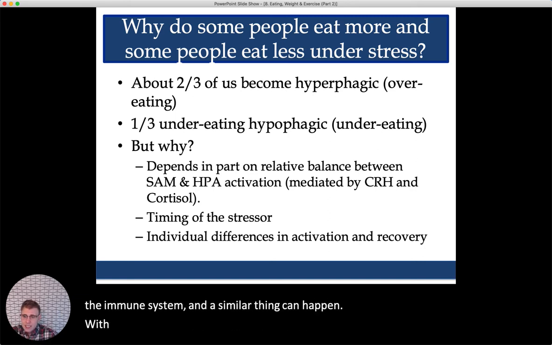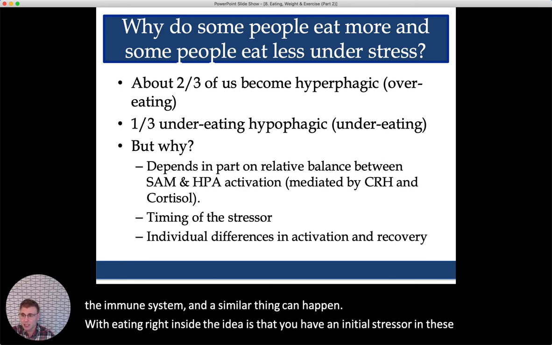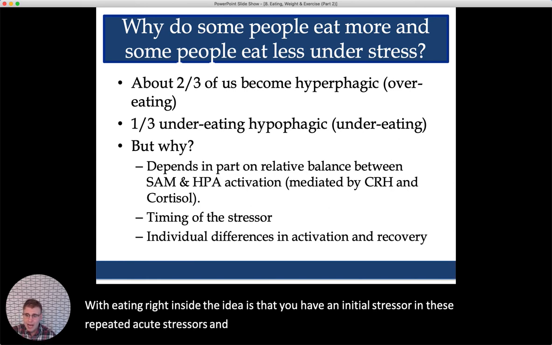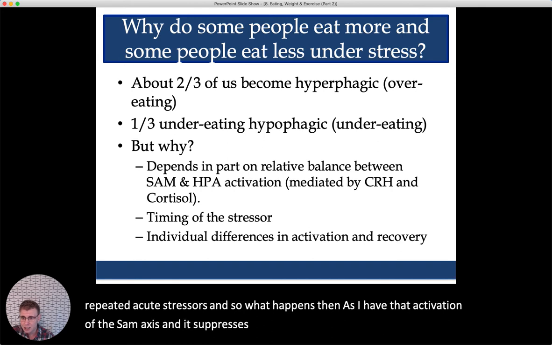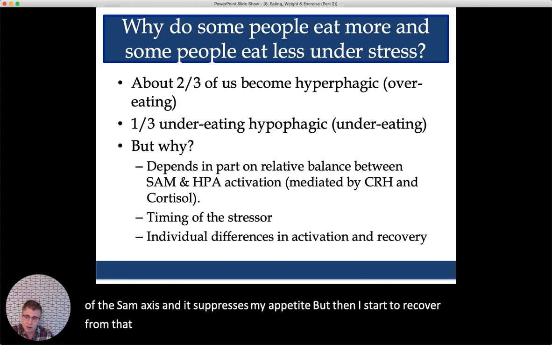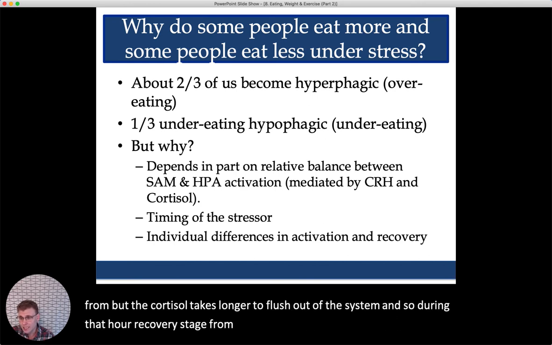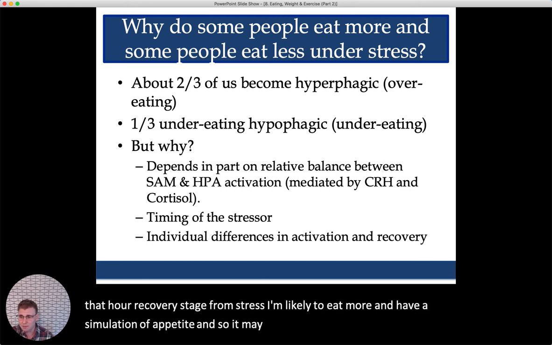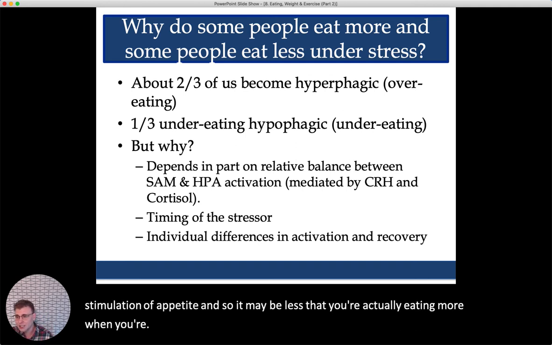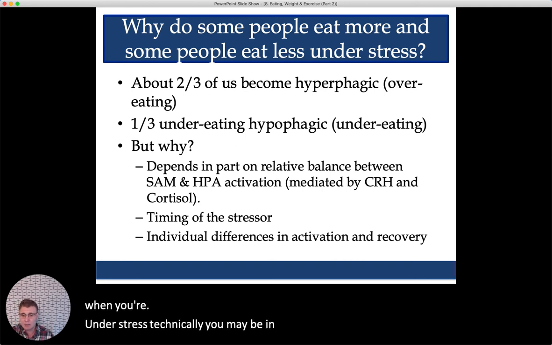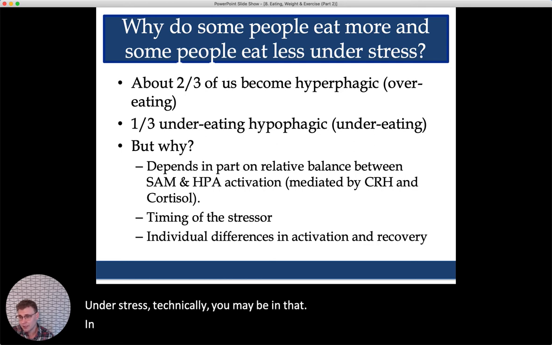And so the idea is that you have an initial stressor in these repeated acute stressors, and so what happens then is I have that activation of the SAM axis and it suppresses my appetite, but then I start to recover from that, but the cortisol takes longer to flush out of the system, and so during that recovery stage from stress, I'm likely to eat more and have a stimulation of appetite. And so it may be less that you're actually eating more when you're under stress. Technically, you may be in that recovery period when you're eating more.